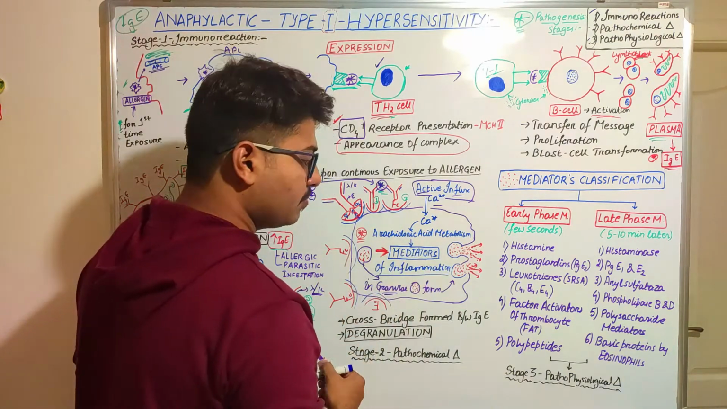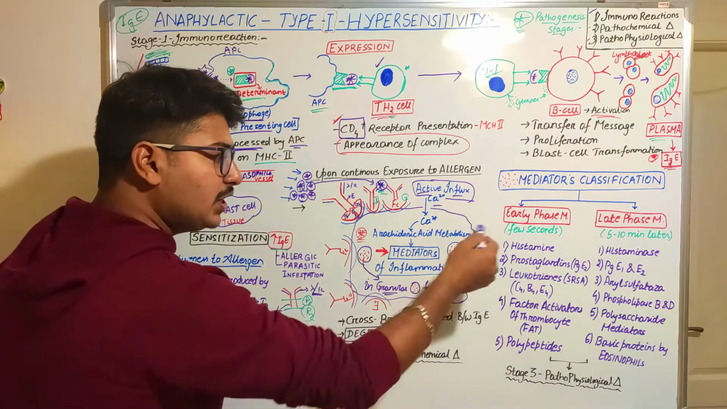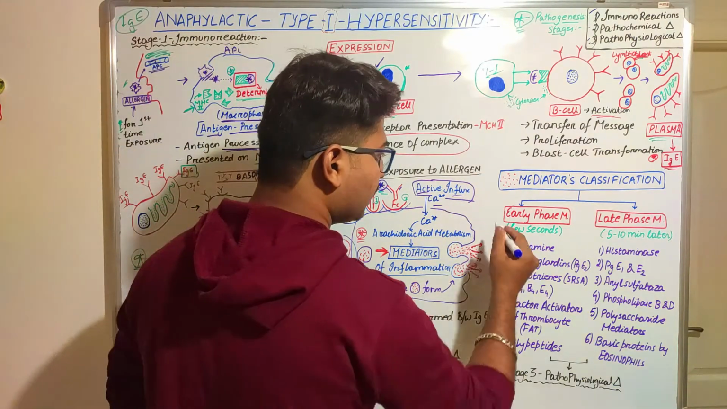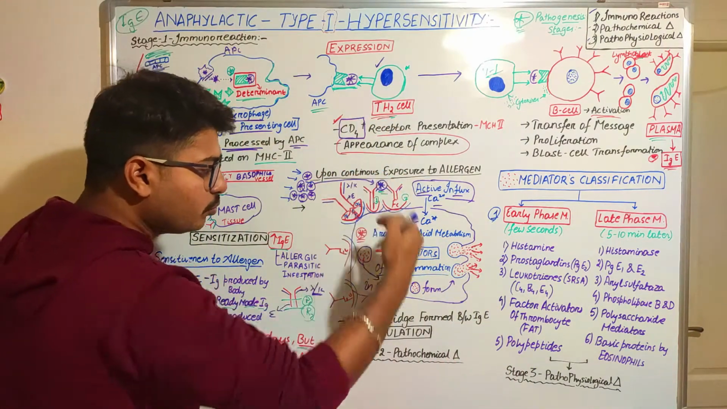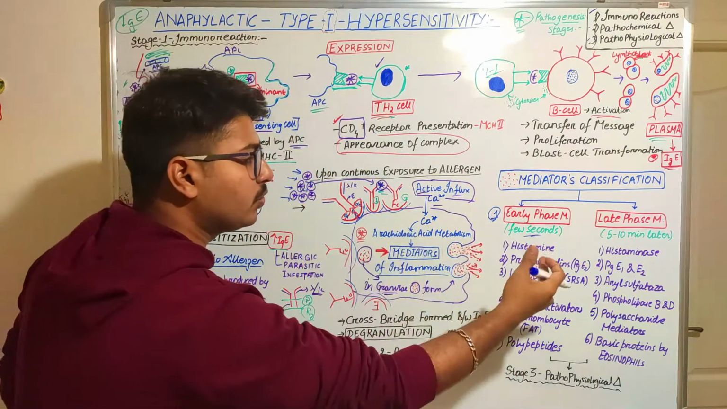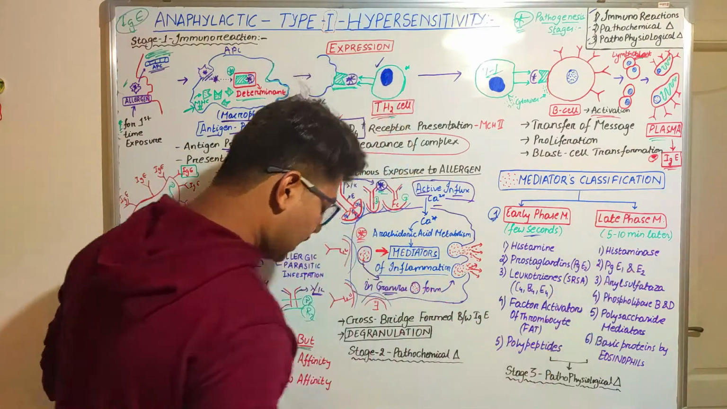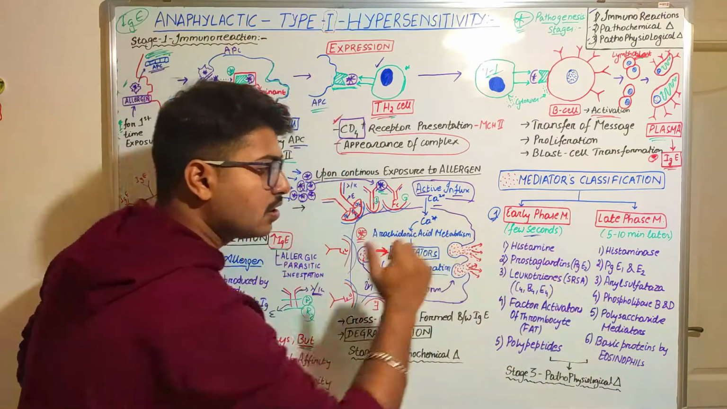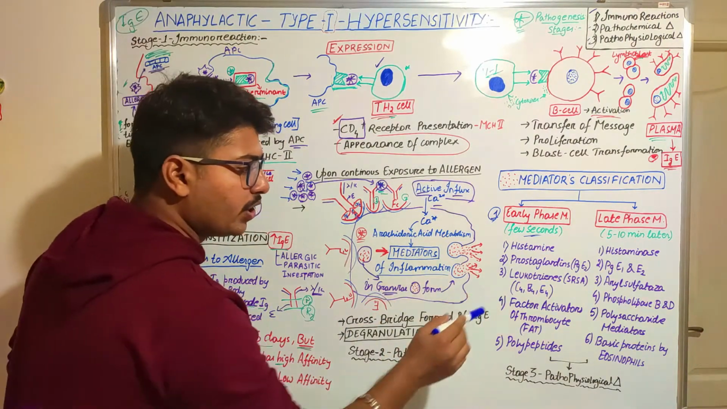The next stage is stage 3, or pathophysiological changes. What happens there? After the release, the mediators are classified into two types. The first one is the early phase mediators. That means when the process stimulates the production of mediators, within a few seconds these mediators are produced, so they are classified under early phase mediators. Late phase mediators means after 5 to 10 minutes the mast cells will produce these kinds of mediators, and each of the mediators has different functions. We are going to read them.